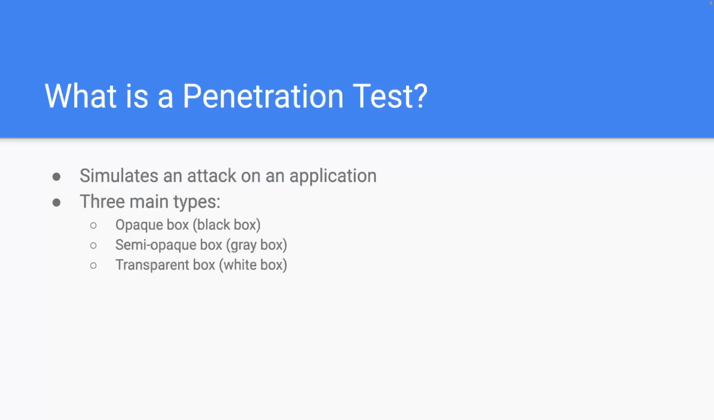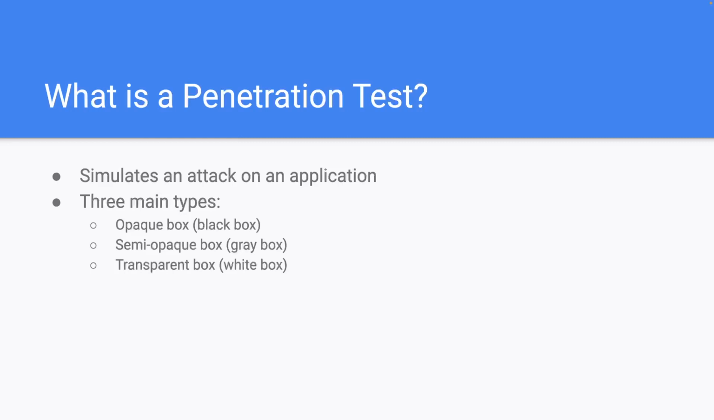So the first question that we'll ask is, well, what is a penetration test? The main goal of a penetration test is to simulate an attack on an application. So we're going to pretend like we're an attacker, and we're going to try to find some issues inside of the application itself. And there's three main types of penetration tests that we typically see: opaque box or black box, semi-opaque box or gray box, and then transparent box or white box.